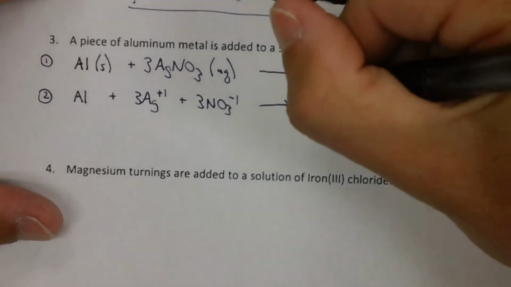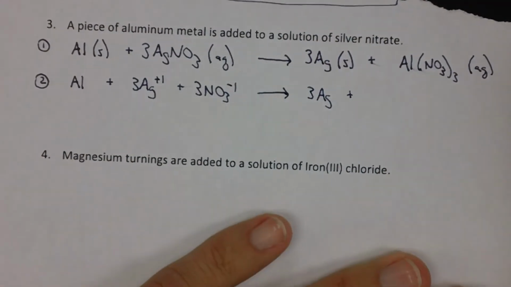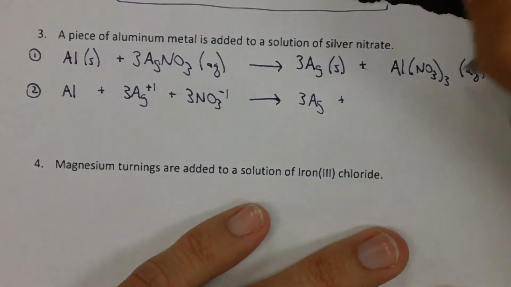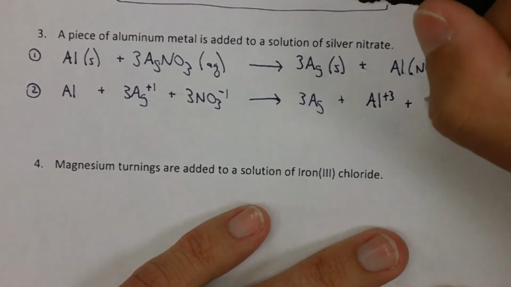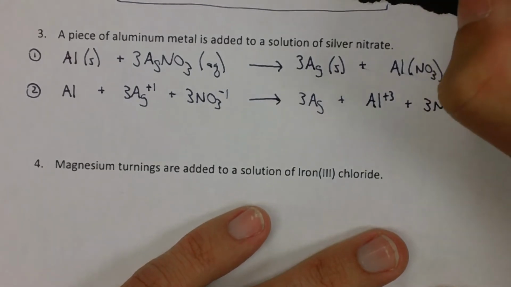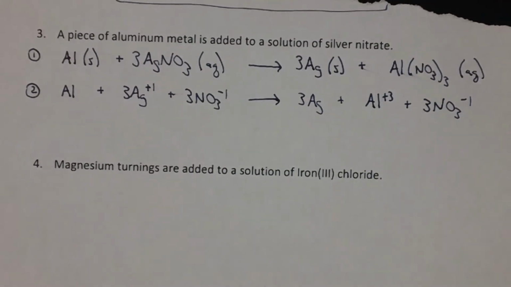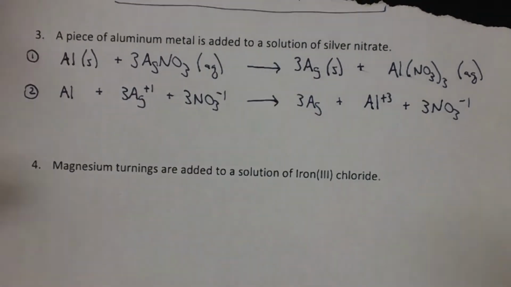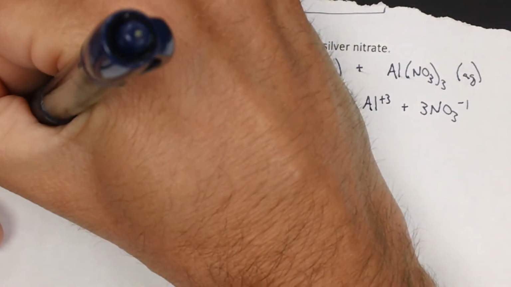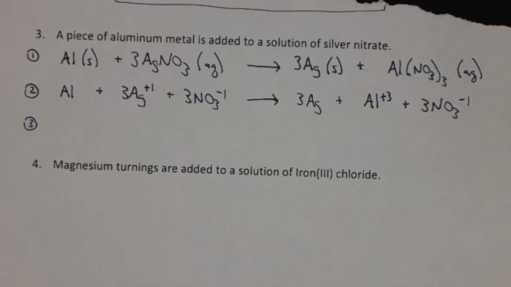Good. Product side, those 3 silvers are solid, so we leave those together. And then the aluminum nitrate here is aqueous, and so it separates into aluminum ions and 3 nitrate ions. Charges when the aqueous things dissolve. Perfect. So it looks like that. That's step number 2, the overall ionic equation. And then step number 3, the last step, just like with the double replacements, we are looking for spectator ions. They are spectator ions, so they only can be charged things, right?